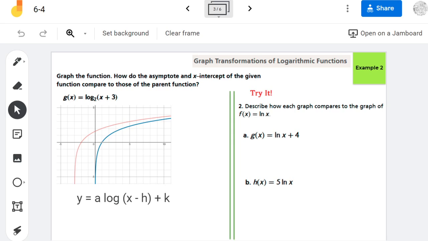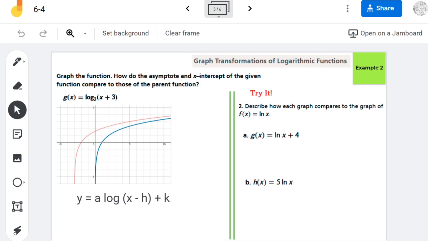In today's video, I'm covering example 2 from section 6-4 in the SavvasRealize Algebra 2 textbook. The goal of today's video is to graph transformations of logarithmic functions, or to understand what transformations happen.